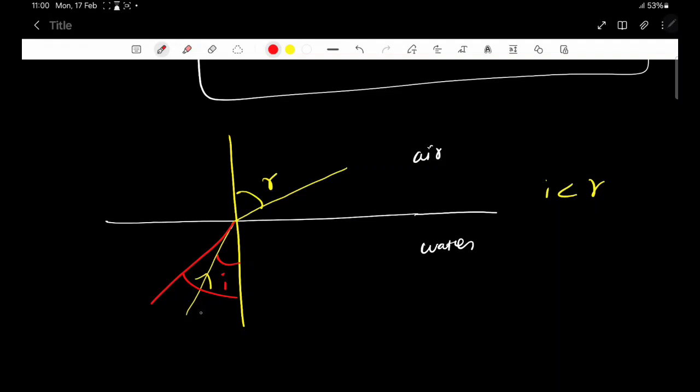At a particular value of the angle of incidence, the angle of refraction will become 90 degrees, which means the refracted light will start to graze over the interface. Exactly at what angle of incidence this phenomenon happens is called the critical angle. If I send the light ray exactly at the critical angle, the refracted light will graze over the interface, and if the incident rays have more angle than this critical angle, they will no longer enter the rarer medium. It will be completely reflected back into the same denser medium.